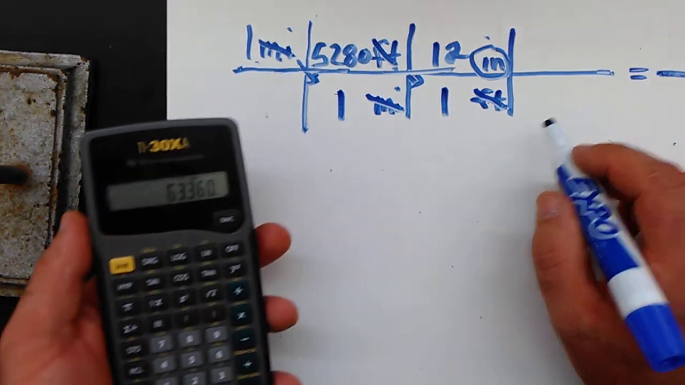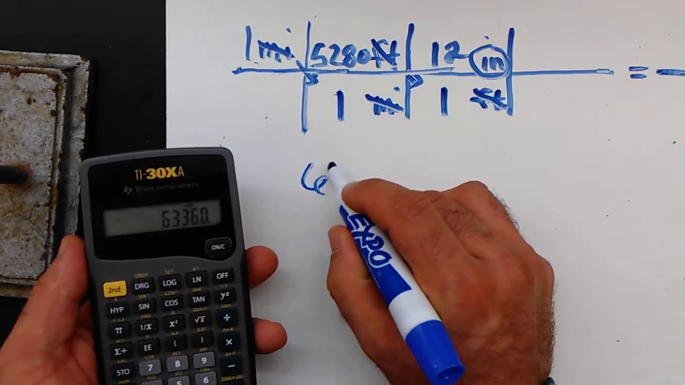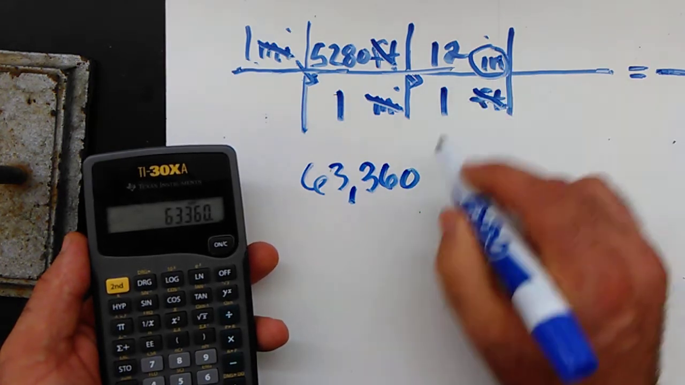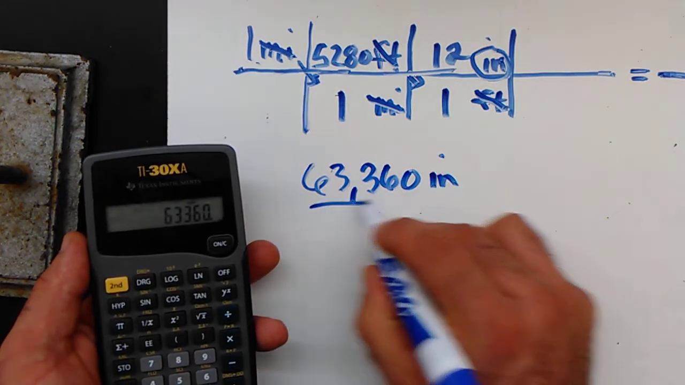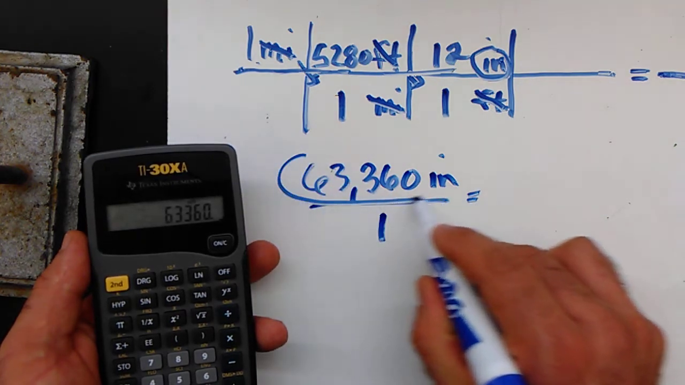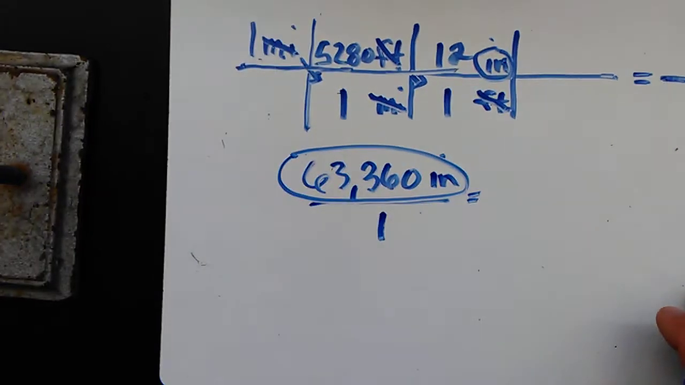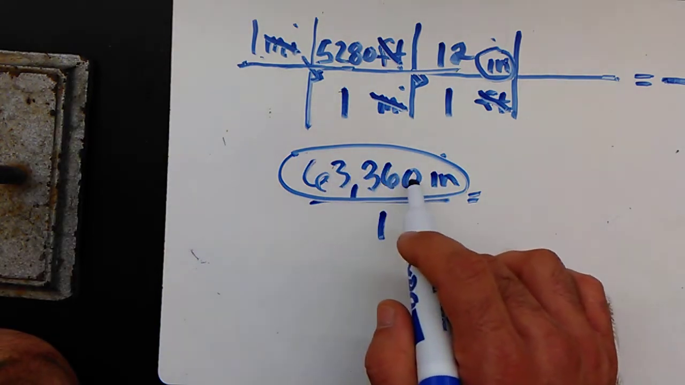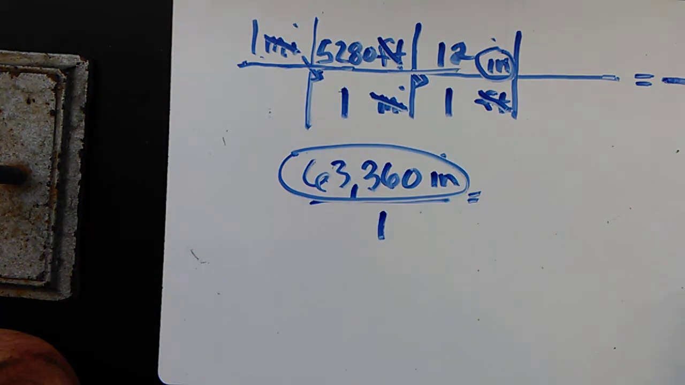So what I come up with is 63,360 inches over 1, which is just this. Okay, so that's an easy one, just a top level conversion, and we can come up with the number of inches in a mile, no problem.